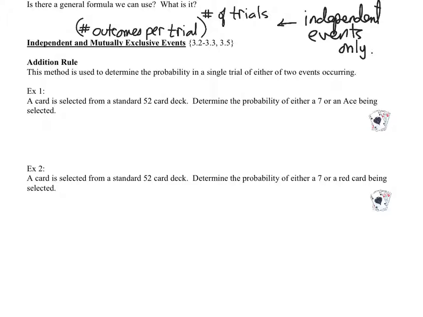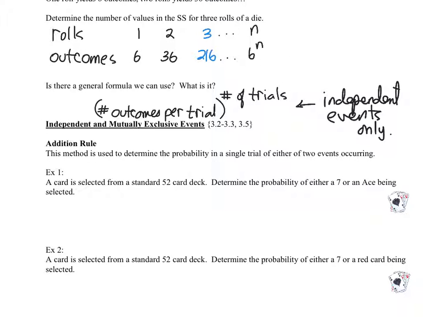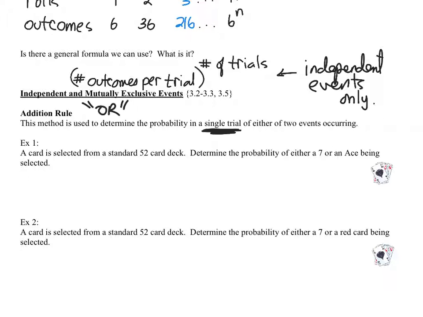So anyway, the addition rule. The addition rule is pretty simple. It's the rule of OR. It's the probability, in a single trial, key ingredient there, of either of 2 events occurring. We'll start off with a simple case involving a deck of cards. The sample space is on one of the previous pages. One of the easiest ways to handle a question like this is to just look at that sample space. It says a card is selected from a standard 52 card deck. Determine the probability of either a 7 or an ace being selected.